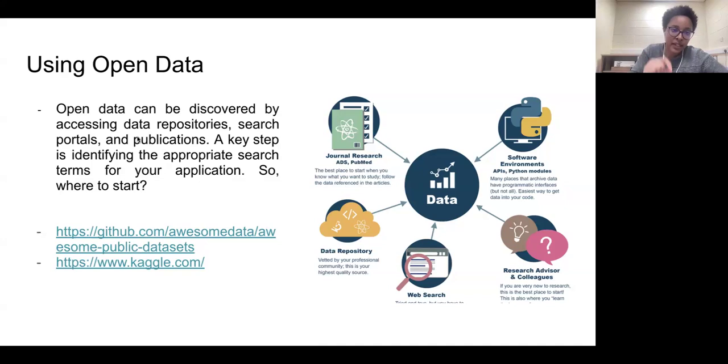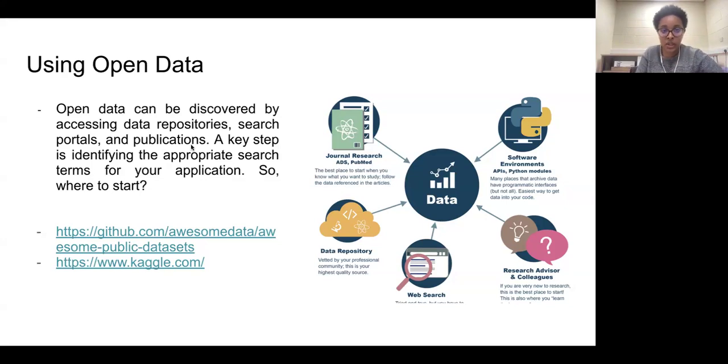There's always the data availability section in multiple journals that allows you to see if the data is accessible for use, and it gives you guidelines about who to reach out to in case it's not accessible, to be able to get access to that data.